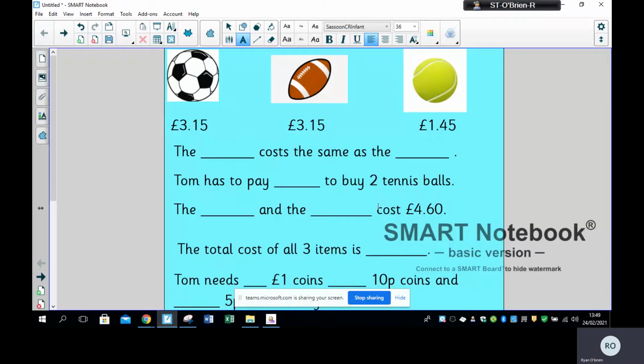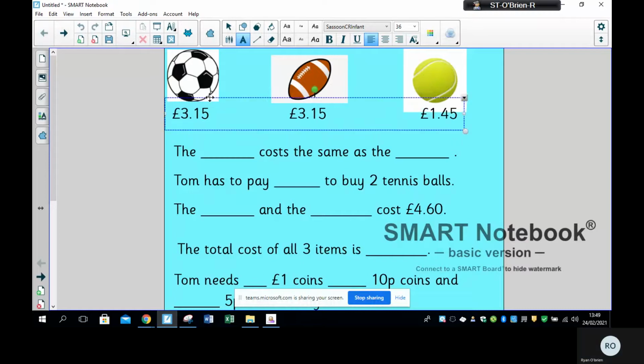I'm going to turn my screen around, then I'll show you these word problems, then you're going to have a go at some similar word problems. You've got three items here: a football, an American football, and a tennis ball. The football costs £3.15.